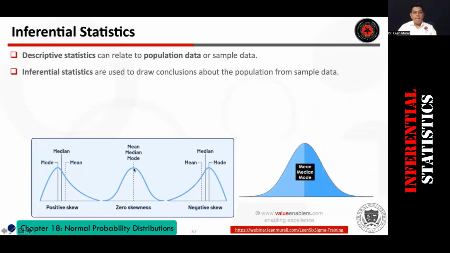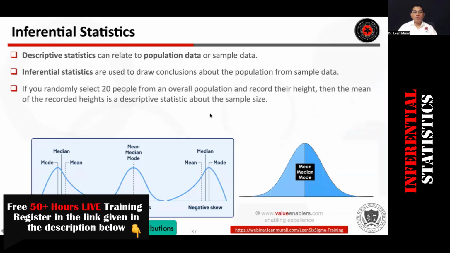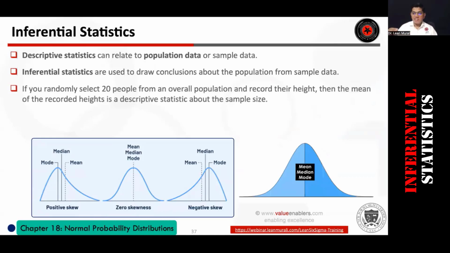And that is why in descriptive statistics, we use mean, median, mode, and the spread also. And in inferential statistics, we use the same statistics for the sample. We take the sample and infer the population.